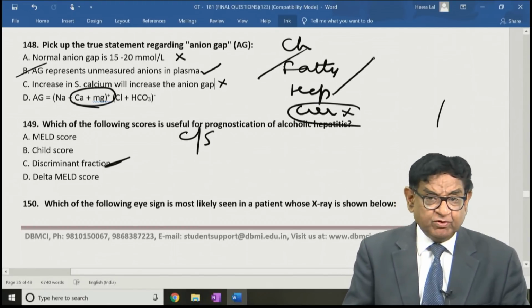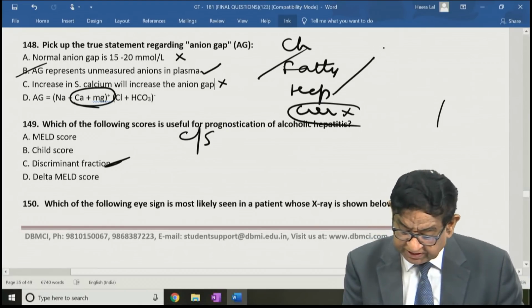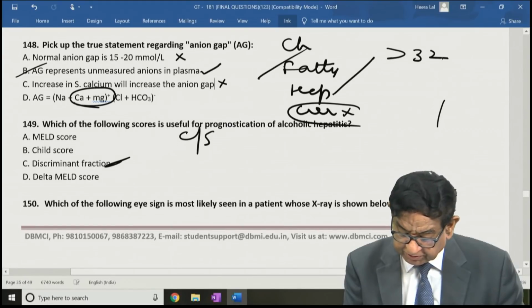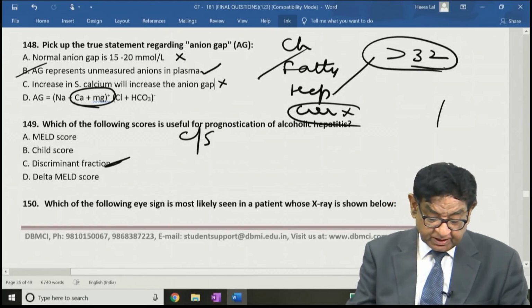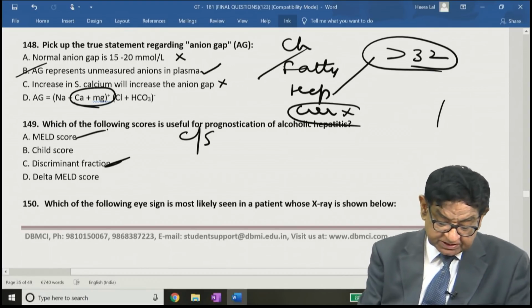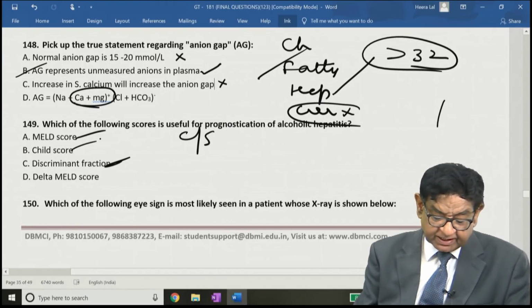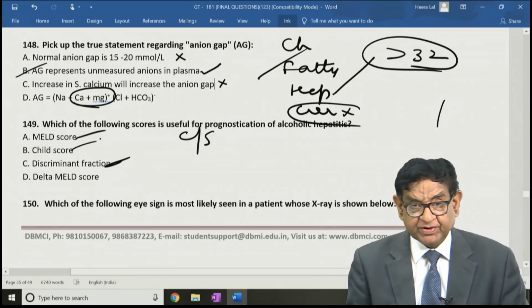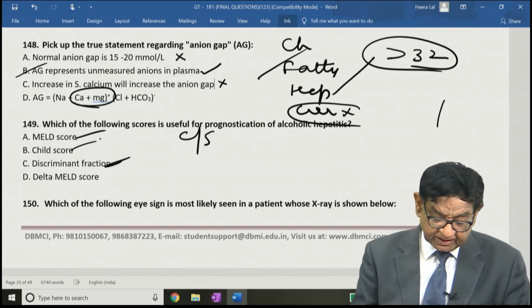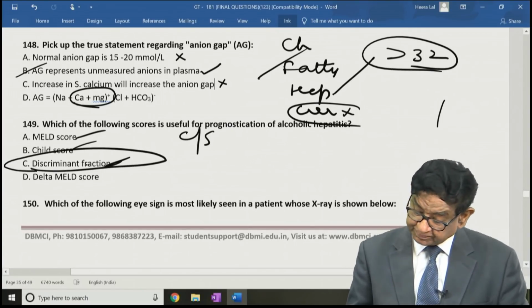But that we give only when we use discriminant factor, and with this we use it when the discriminant score is more than 32. Okay. MELD score is used when we plan to go for liver transplantation. Child-Pugh score is again used to know the severity of a chronic liver disease. These are the things. So for alcoholic liver disease, we use discriminant factor.